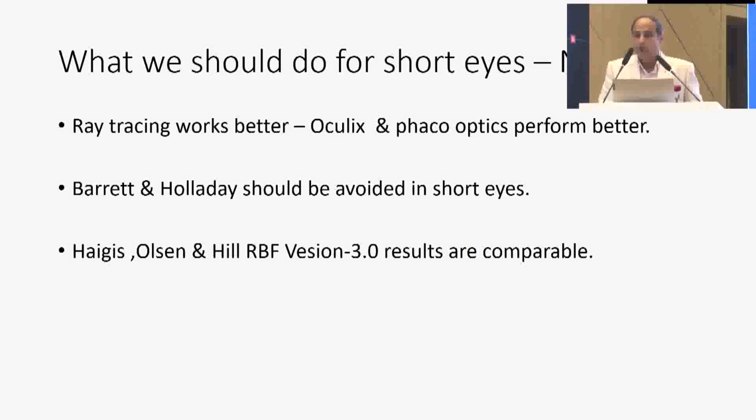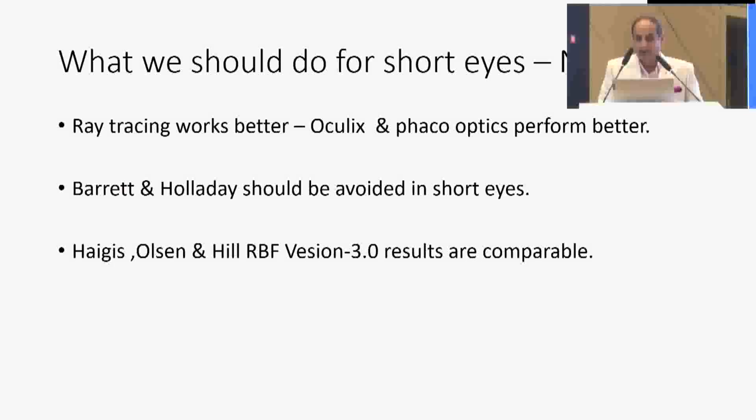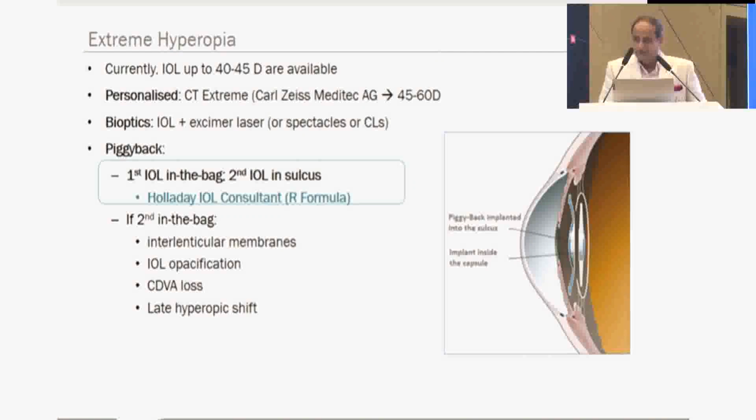So what should we do for short eyes now? Well, ray tracing works better. Oculix and Phaco optics perform better. Barrett and Holladay should be avoided in short eyes, while the Haigis, Olsen and Hill RBF version results are very comparable. Very important, in very high hypermetropia eyes you might need to customize your IOL, or you might even need to do a piggyback IOL.